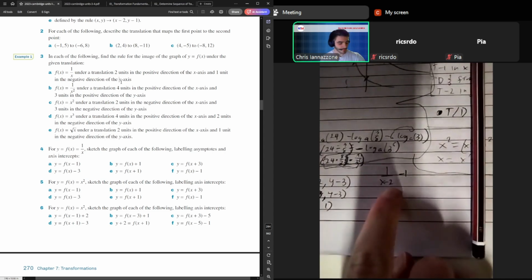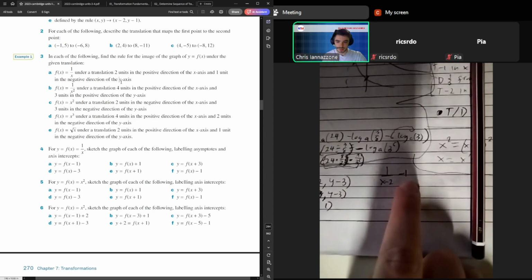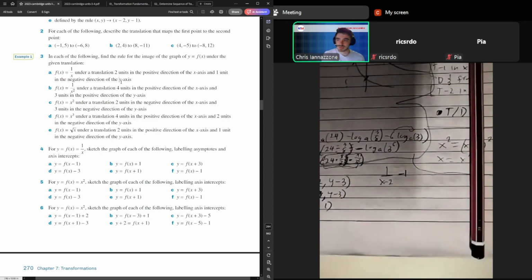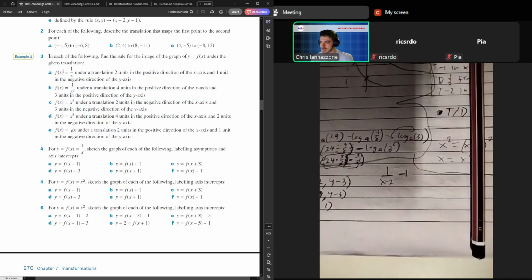So again, in function land, x minus 2 means a shift right by 2, and then anything you have out the front is a vertical translation. It'll look very similar for 1 over x squared, part C, part D, part E. They're all the same thing. I'll leave that there unless anyone wants to put in the chat and ask me to clarify any of those.